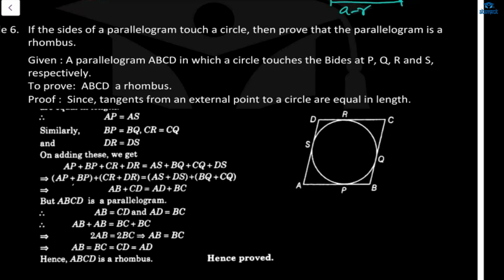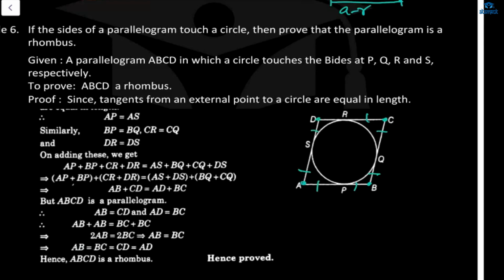Since it is a parallelogram, now for all of them, this C is the external point, so this will be equal to this. B is the external point, this will be equal to this. It is a tangent. This is an external point, this will be equal to this. This is an external point, this will be equal to this.